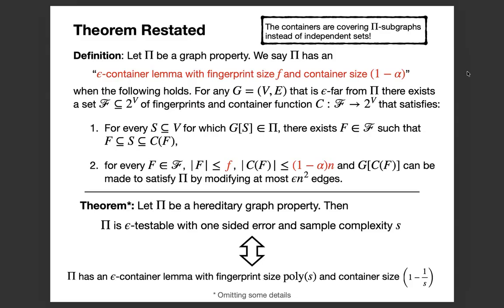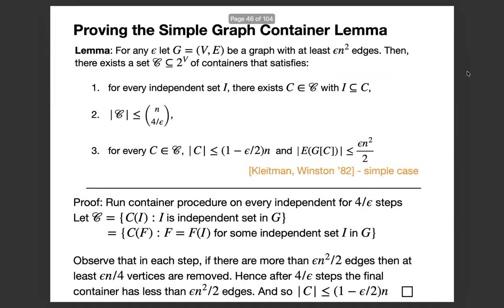So comparing this to before, we were saying the containers were sparse, and now we're saying the containers are close to pi. So our graph is far from pi, and we're covering all the pi subgraphs by containers which are close to pi. So was that the case for the container lemma for independent sets, the containers you got from the fingerprints? Yes. I went over that very quickly.